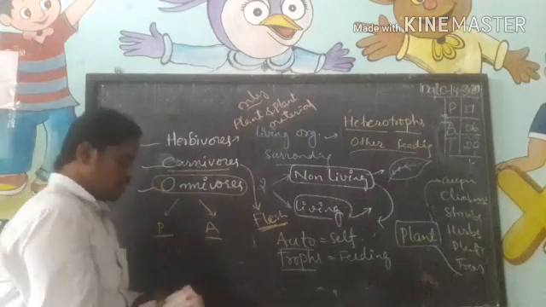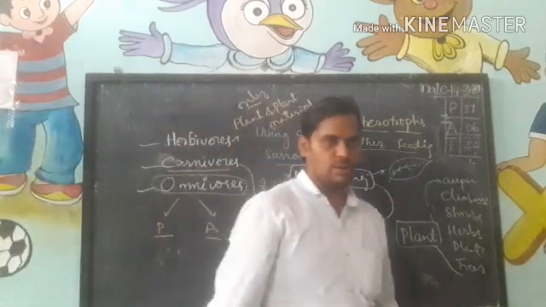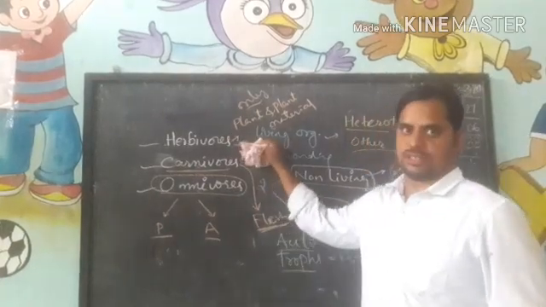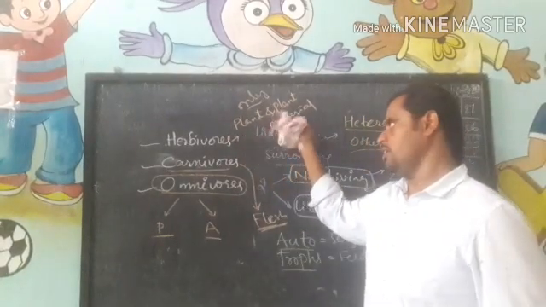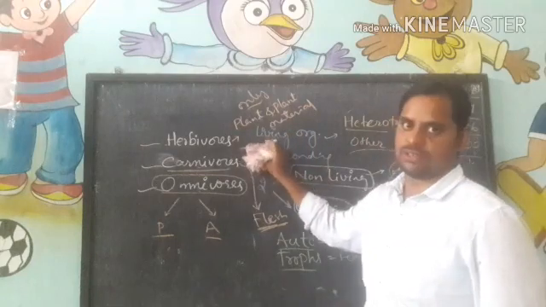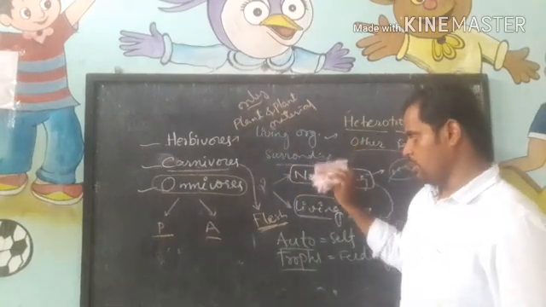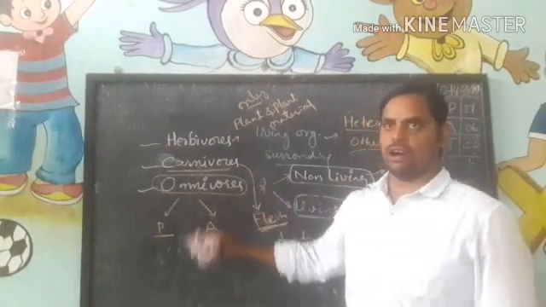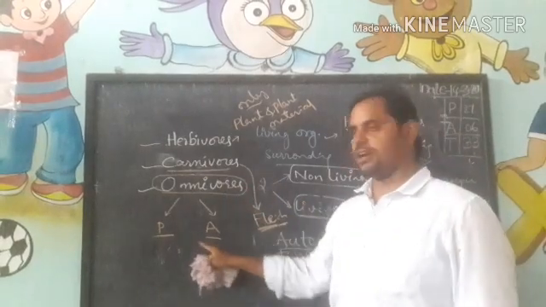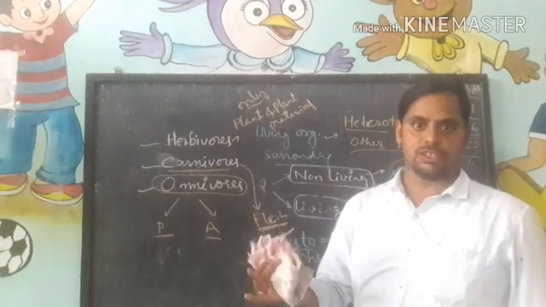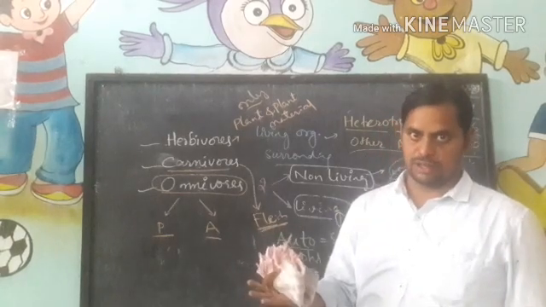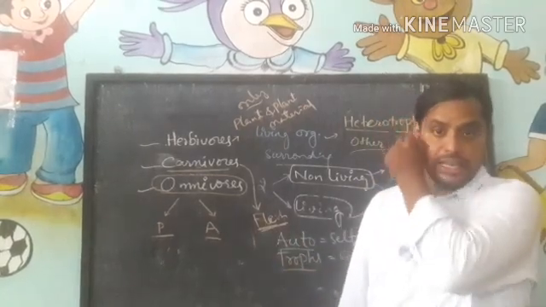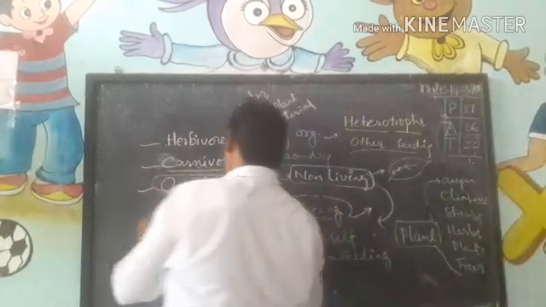Herbivore examples: cow, goat, buffalo, deer, elephant, parrot. Whereas carnivores: lion, tiger. And omnivores, eating both plant and animal: crow, sparrow, human, cat, dog. They are omnivorous animals. So this is according to feeding.